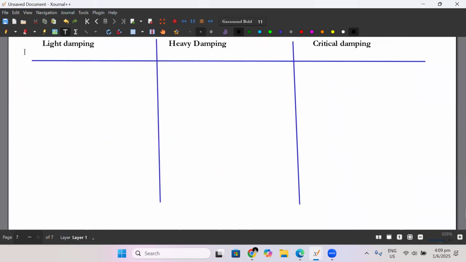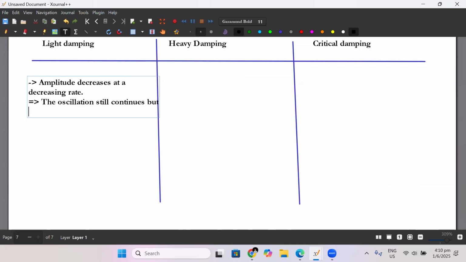Okay, so for light damping, it's basically what we have just drawn. The logic is this. The damping, or rather the amplitude, decreases at a decreasing rate. And more importantly, the oscillation still continues, but slowly dies down. In particular, it will continue swinging for quite an extended period of time. So the amplitude gradually decays.